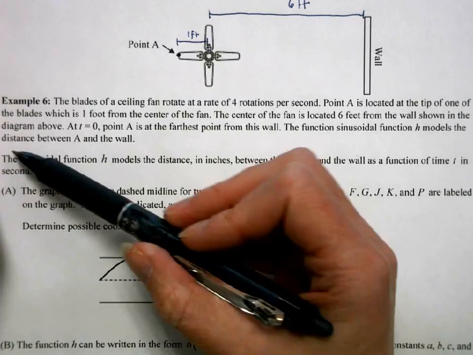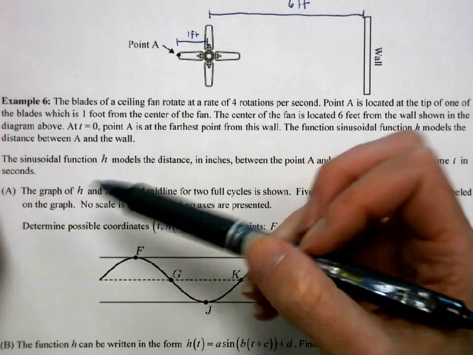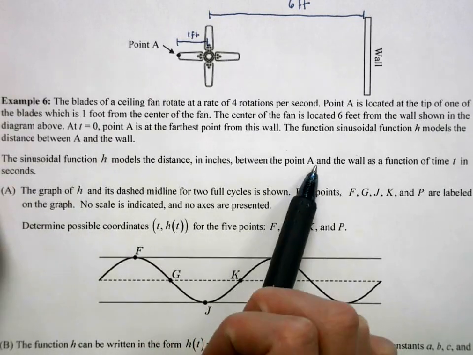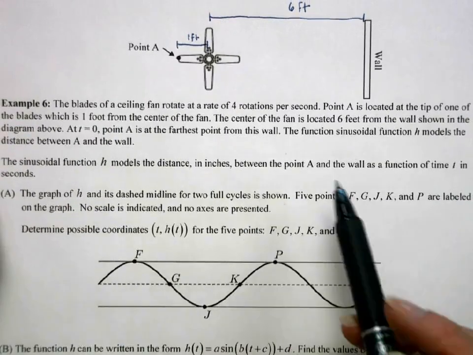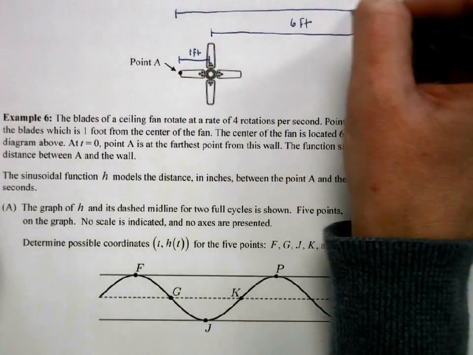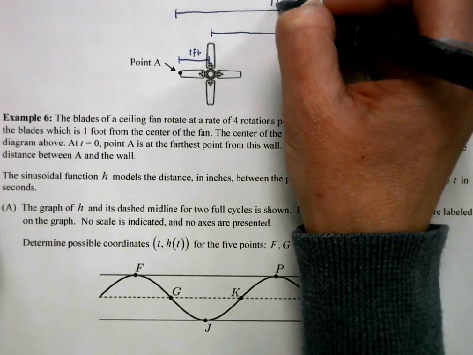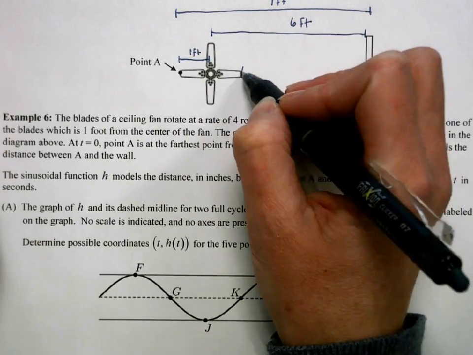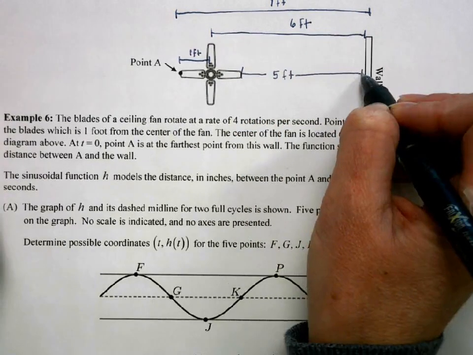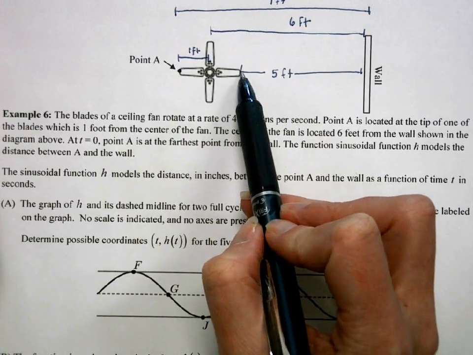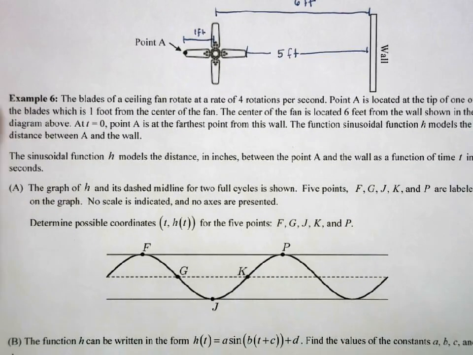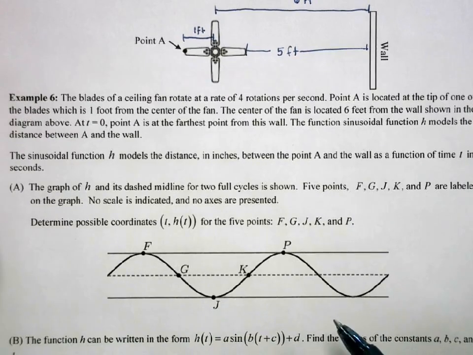So we're going to write a model H that models the distance between point A and the wall as a function of time. Let's add a few pieces here. The farthest distance is going to be 7 feet away. When it's closest, it's going to be 5 feet away since our blades are 1 foot long. So I'm going to transfer this information to our graph. We are no strangers to this setup. This will always be there.